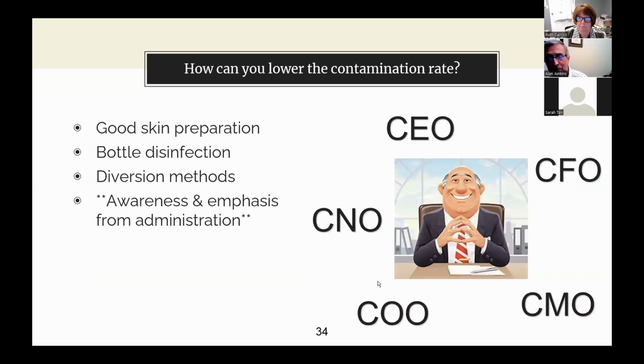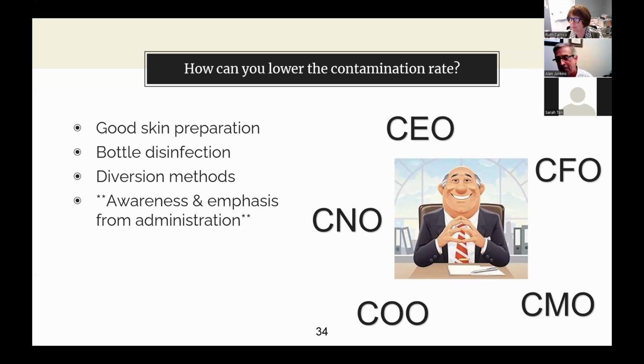And then lastly, let me point out what I really think, because I've sat around and I've seen our contamination rates increase a lot during COVID. And I think it's because we're all distracted by other things. It's not an emphasis right now. So I would say you need to have administration to say, look, this is something we need to do. We need to lower our contamination rate. And then the emphasis gets put back on it and you can lower it down.